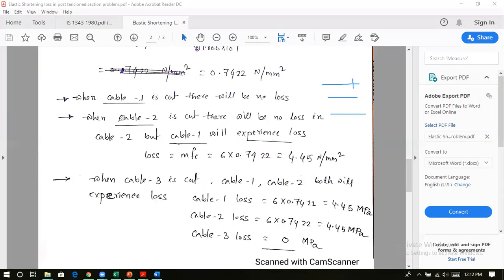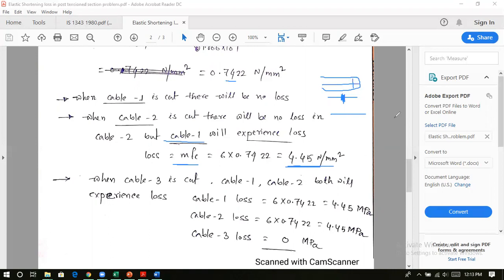But again, when we cut cable 2, the concrete section will shorten again. And this time around, when we record the pre-stressing force, it will be much lesser compared to what we calculated after cutting cable 1. So we will experience loss in cable 1, and that value we can calculate by this formula m into fc. fc is 0.7422 and m equal to 6, so the loss in cable 1 will be 4.45 Newton per mm square.